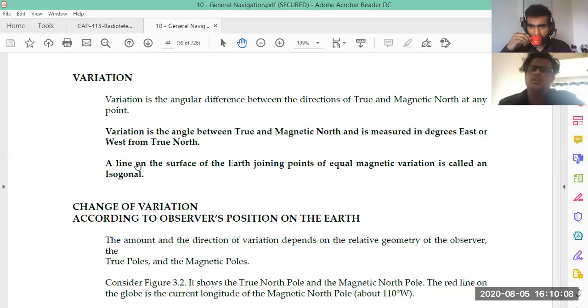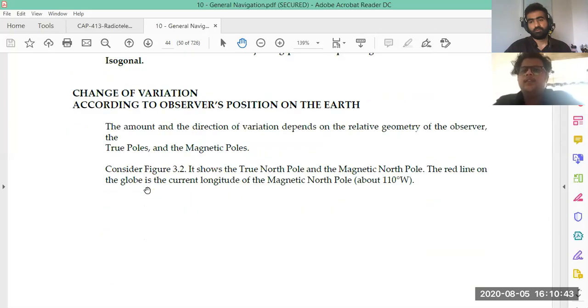A line on the surface of Earth joining points of equal magnetic variation is called an isogonal. This is a very important point. So there are lines on your Earth's surface, and these lines are drawn on the chart. Lines joining points of equal magnetic variation are called isogonals.